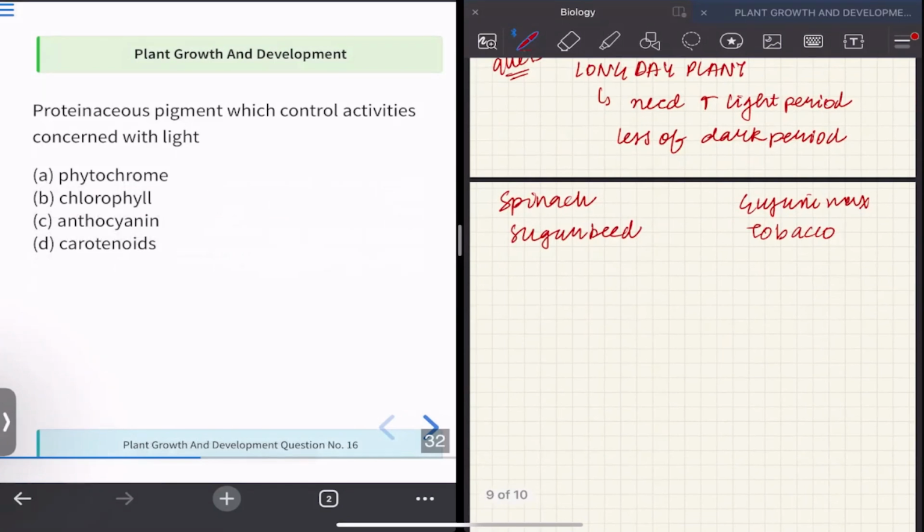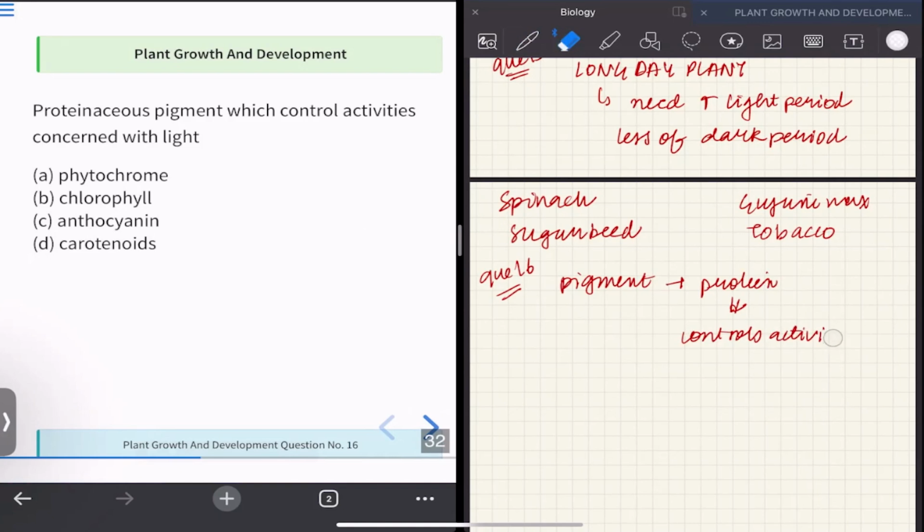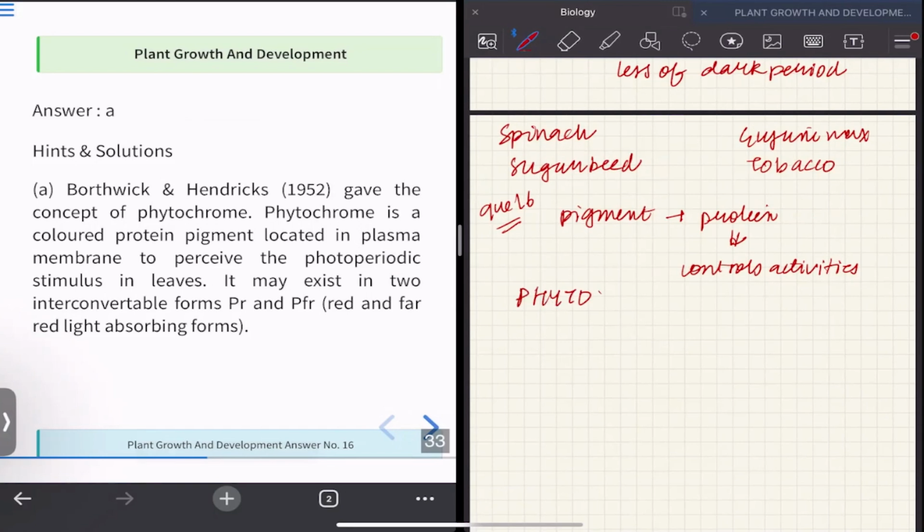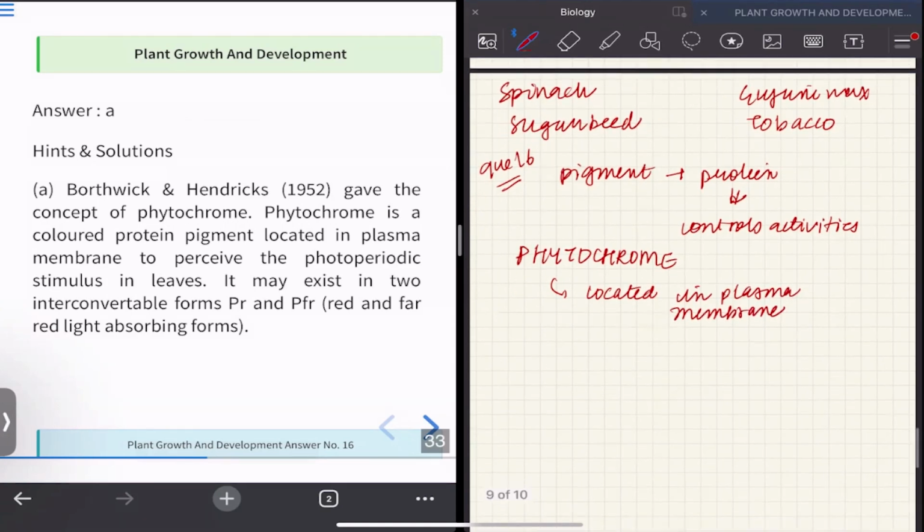Moving on to the next one, we have question number 16, the proteinaceous pigment which controls activities concerned with light. We have a pigment which is made up of protein, and what is its function? It controls activities with respect to light. So, do you know of any such pigment? The answer for this particular question is phytochrome. We just studied that phytochrome absorbs light. So phytochrome is a colored protein pigment which is located where? It is located in the plasma membrane, and it perceives the photoperiodic stimulus in leaves.